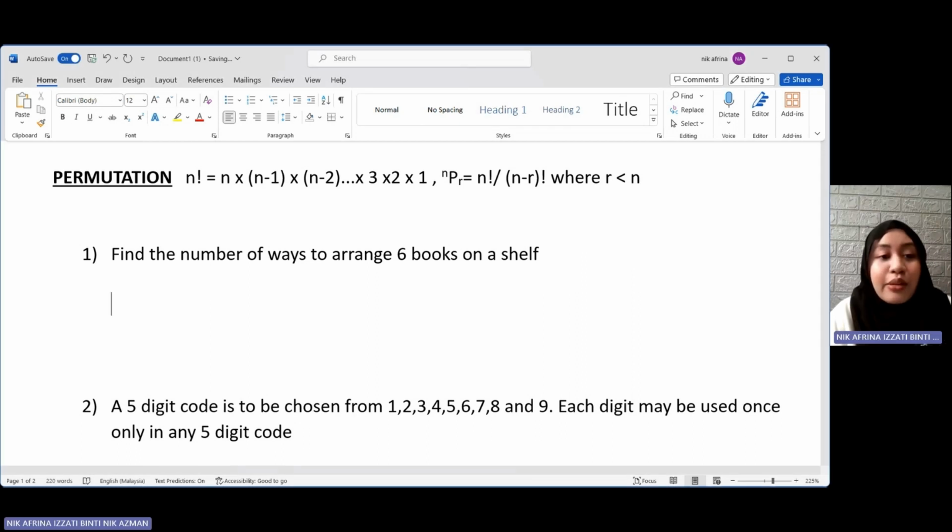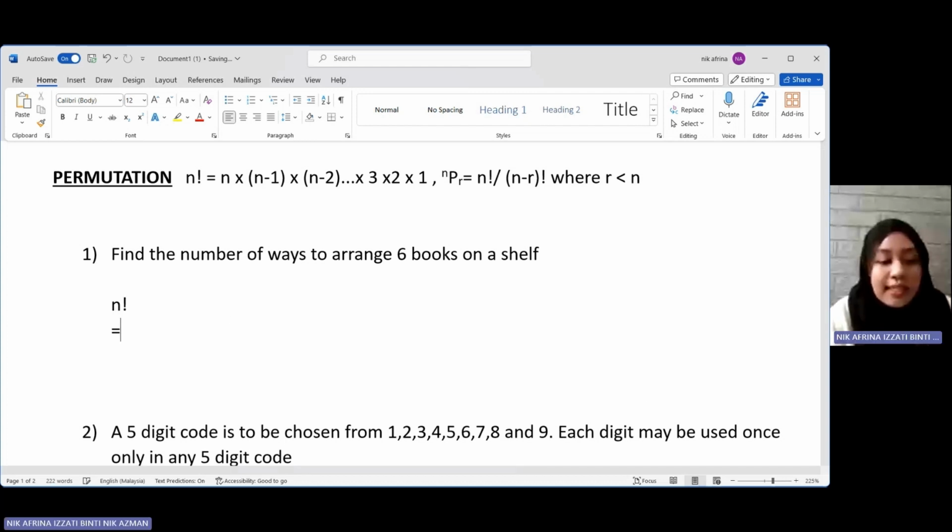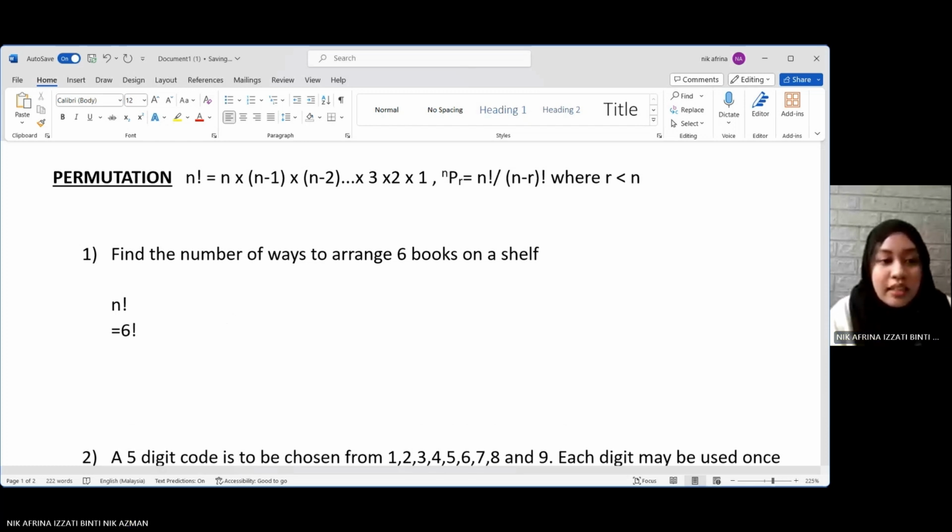For the first question, we need to find the number of ways to arrange 6 books on a shelf. We'll be using n factorial. The n will be replaced by 6, so it will be 6 factorial. We can solve this using our calculator. The answer will be 720.